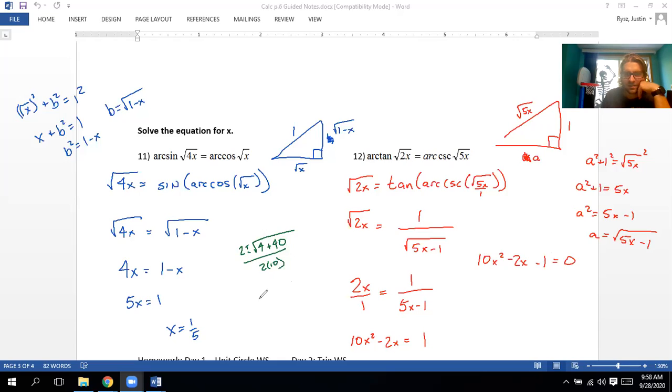All right, so we get 2 plus or minus the square root of 44 over 20. 44 breaks down, we can factor out a 4, so we get 2 plus or minus 2 radical 11 over 20. And so this just simplifies down to 1 plus or minus radical 11 over 10.